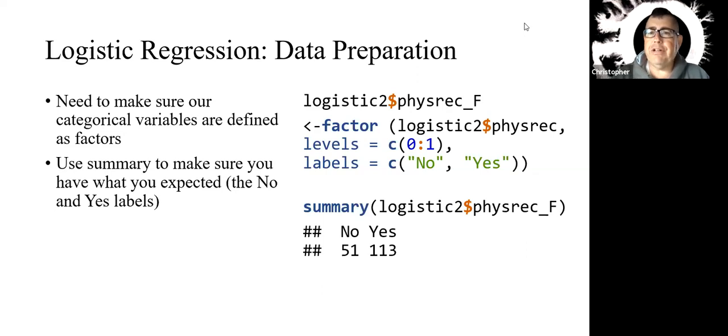I want to take the old variable, which was numeric, the one called physrec, and I want to create a new variable called physrec_f. I use that labeling to let myself know that this is a factor. And then I want to tell it what the levels were. It was originally coded as 0 and 1, and then give labels to those. When we do that, it's useful to run a summary, and you'll know that things worked if your summary now has no and yes there. So we'll play around a little bit with this coding in the upcoming exercises.